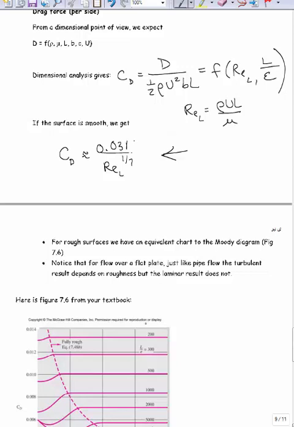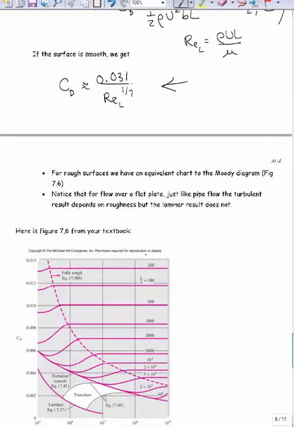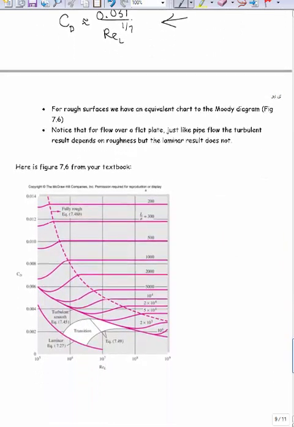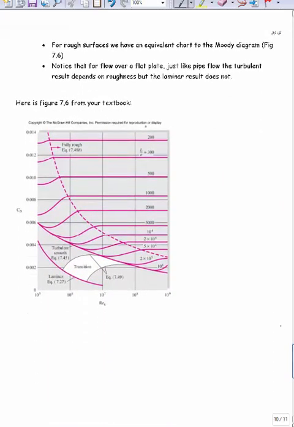If you do have surface roughness to deal with, then you're going to have some kind of chart, kind of like the Moody chart. Here is your L over epsilon, so they're big numbers instead of small numbers, but you use it the same way. Reynolds number is along the x-axis, that's a log scale, and CD is on the y-axis, and that is not a log scale. So watch your scales when you're using this.